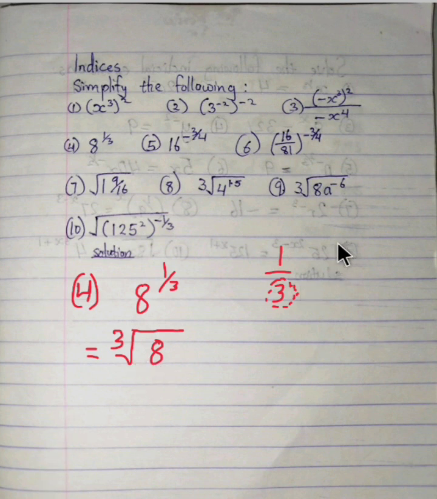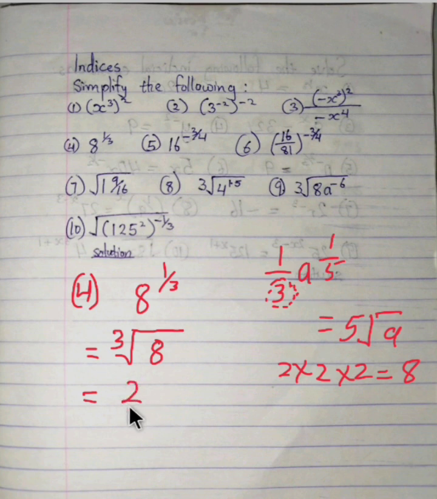So let's say that we have a raised to power 1 over 5. It's going to be 5 root a. So that's what we're talking about. So 3 root 8, the cube root of 8: how many times do you multiply 8? What number do we multiply 3 times to give us 8? That is going to be 2, because 2 times 2 times 2 equals 8. So the answer is going to be 2. The cube root of 8 is equal to 2.